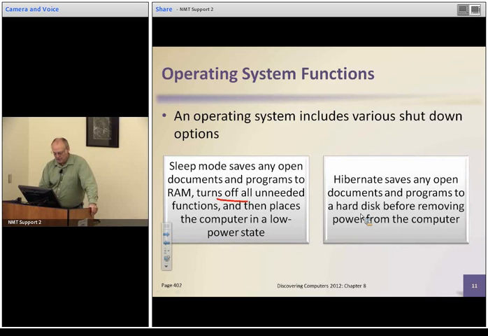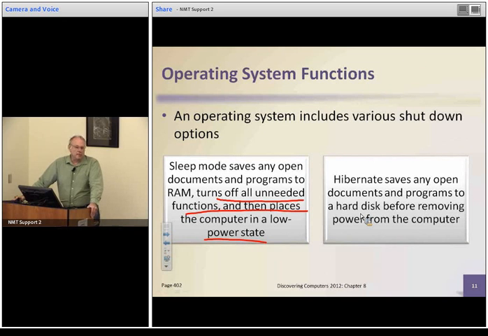Sleep turns off unneeded functions, and then it puts the computer in a low power state. And you do that to save your battery. You have different profiles on your computer. One of the utilities your operating system probably has lets you set it up to go to sleep after 5-10 minutes. When you're on power from the wall, never go to sleep. When you're on a battery, go to sleep in 5 minutes if I don't do anything. That just keeps your battery charged. It's just to save power.